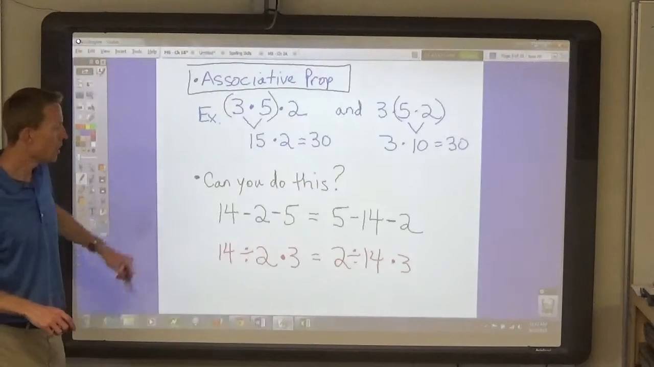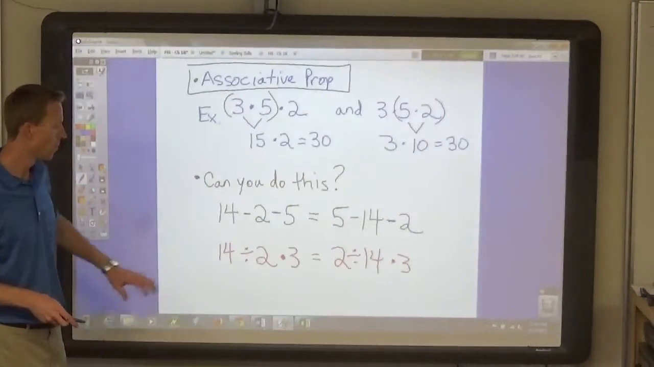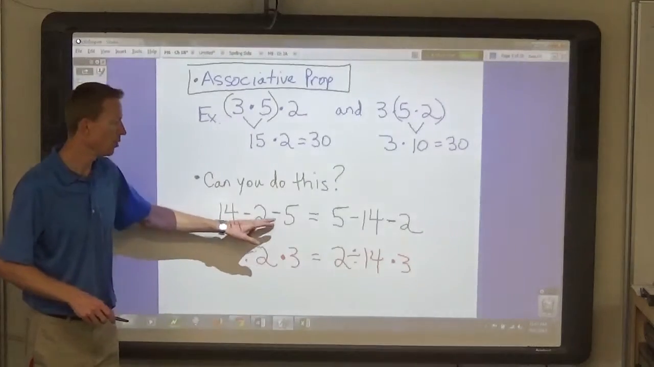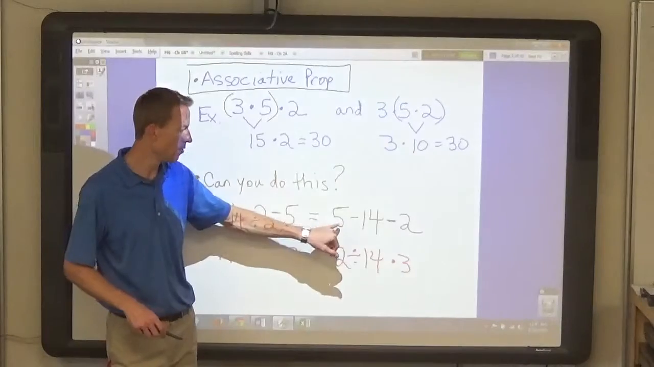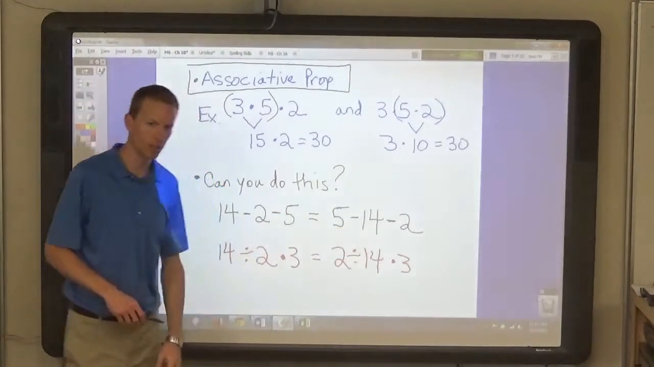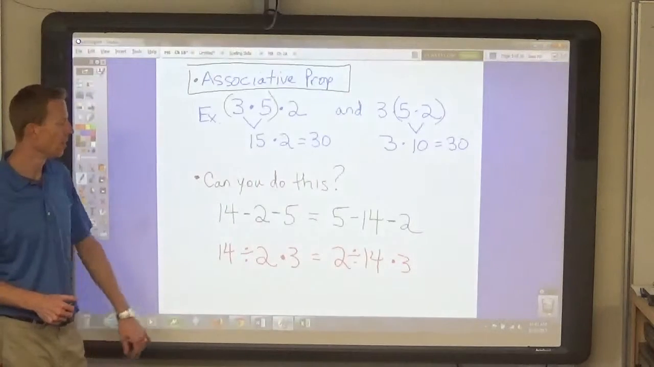Now, can you do this with subtraction and division? Can we do 14 minus 2 minus 5 and get the same answer as if we do 5 minus 14 minus 2? No. For subtraction.